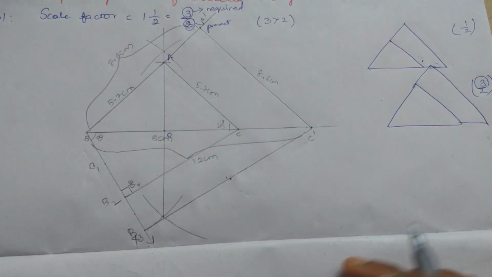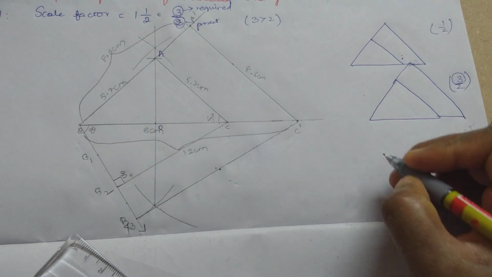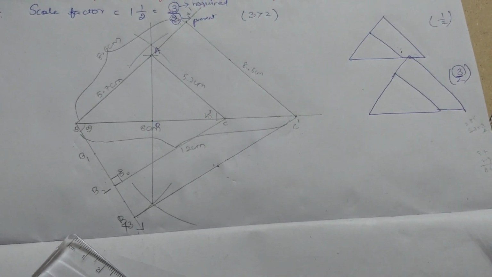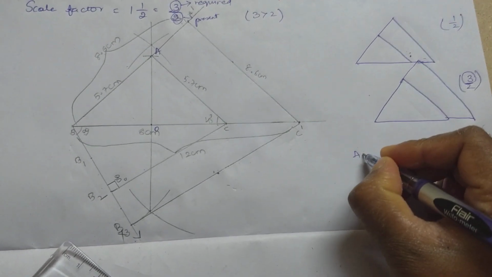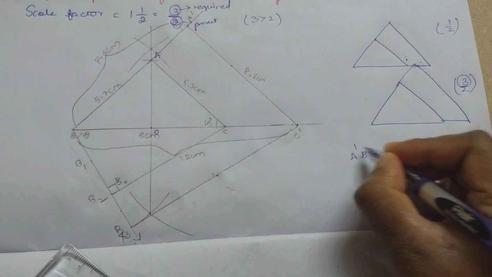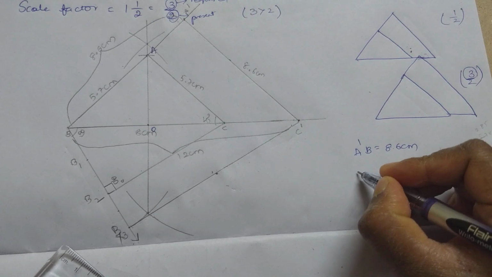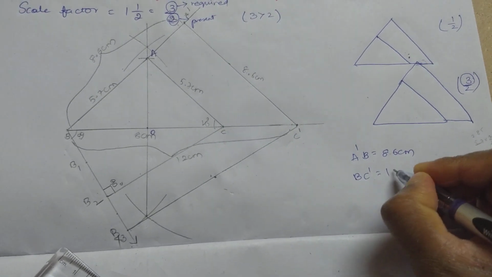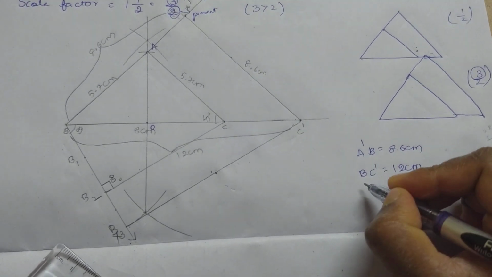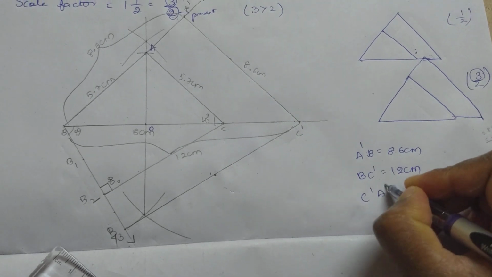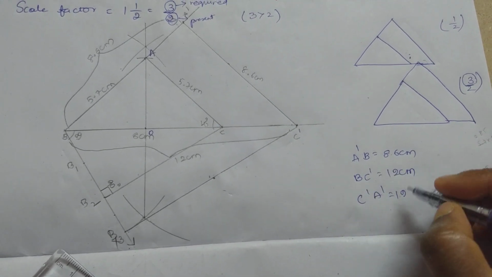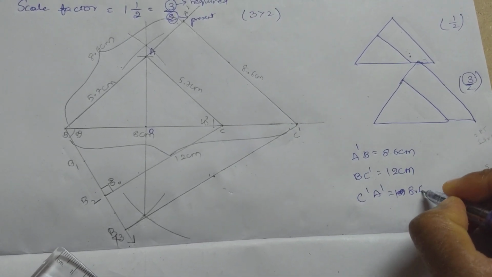Okay. So now let's write the dimensions here. What are the dimensions? A dash B equals 8.6 centimeters, BC dash equals 12 centimeters, and C dash A dash equals, how much? It is also 8.6 centimeters.